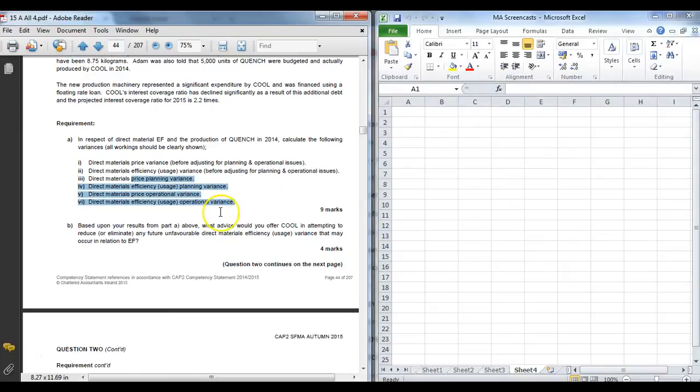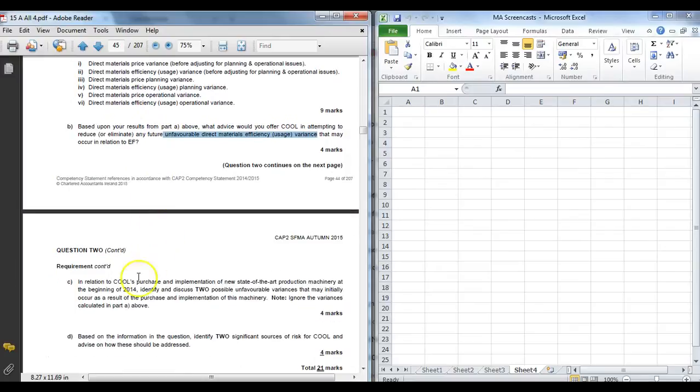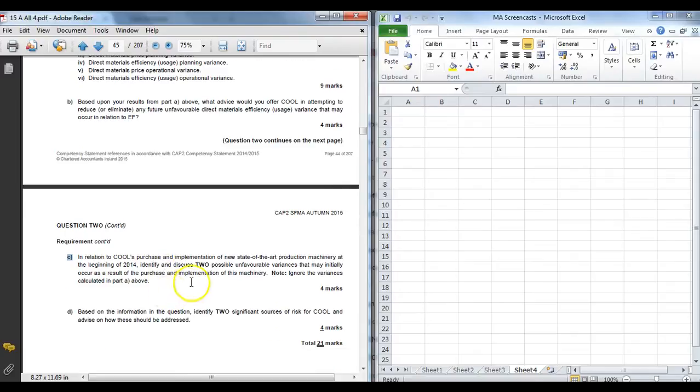Part B then is a more narrative question around explaining what might be the cause of unfavorable direct material usage variances and how you might eliminate them, for 4 marks. Part C asks you to identify and discuss 2 possible unfavorable variances as a result of the purchase of new machinery. And finally, nothing to do with variances, they add on a small risk question about 2 significant sources of risk for CAP.